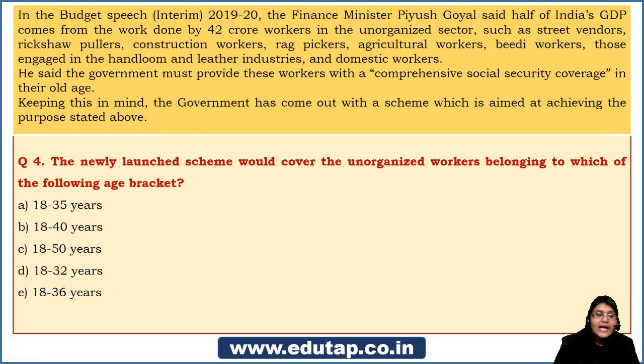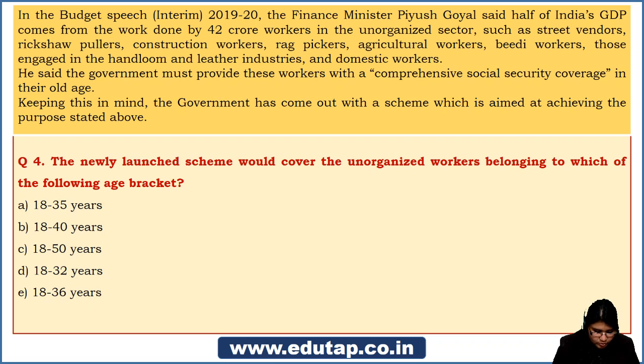The next question: the newly launched scheme would cover the unorganized workers belonging to which of the following age brackets? Again, this is linked to the eligibility criteria. So we are looking out for the eligibility in this particular scheme. Friends, come out with your answers for this question. We have seen one part of the eligibility, the monthly income. Now the second part of eligibility is talking about the age bracket.